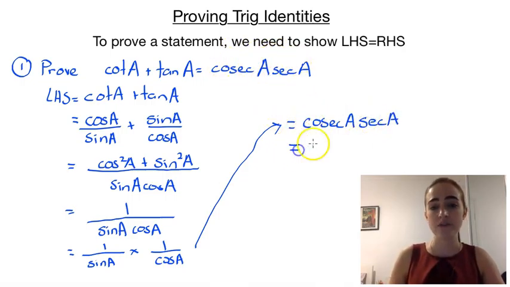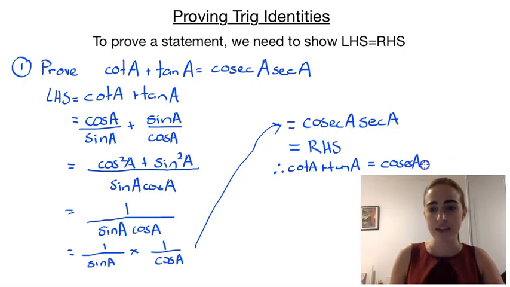So we're going to write equals right-hand side. We started with the left-hand side, and we've manipulated it until we get to the right-hand side. And then we can just write a statement at the end. So therefore, cot A plus tan A is equal to cosec A sec A. Right, so that's our first proof. Let's have a look at another one.